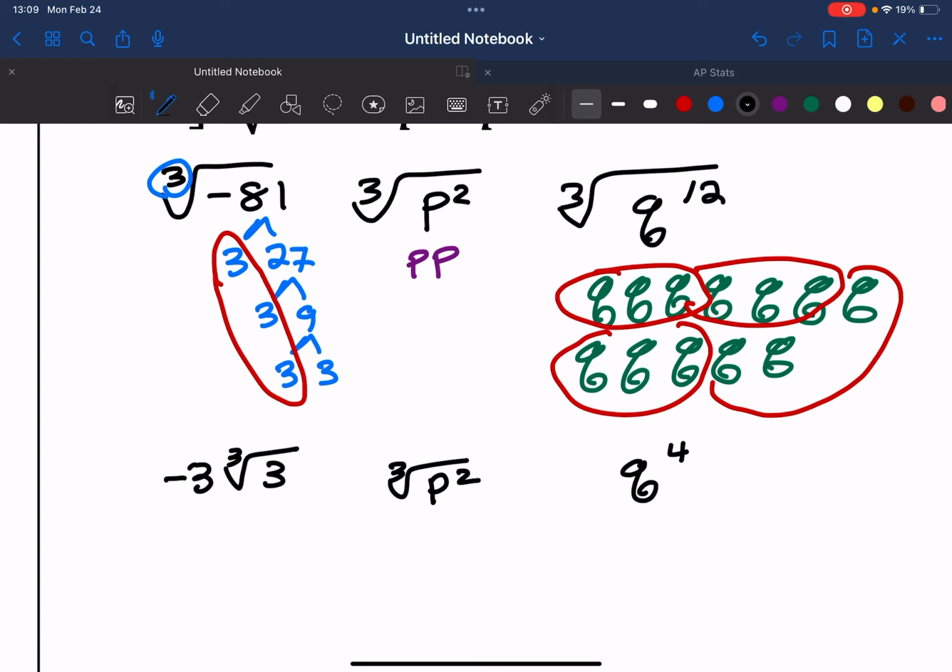So what I would be combining is everything on the outside first. So that's that -3, nothing for this one, and then q to the 4. So I have -3 q to the 4, and then everything under my cube root is going to stay together, 3p squared.